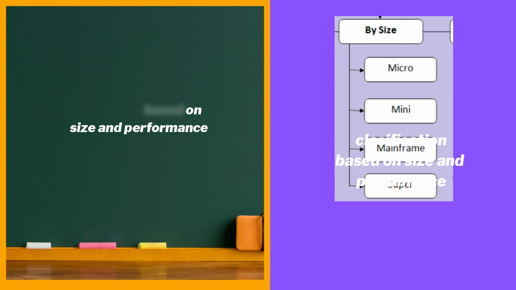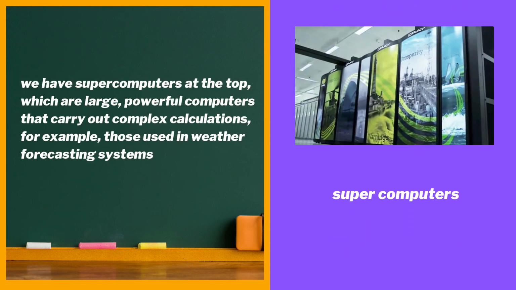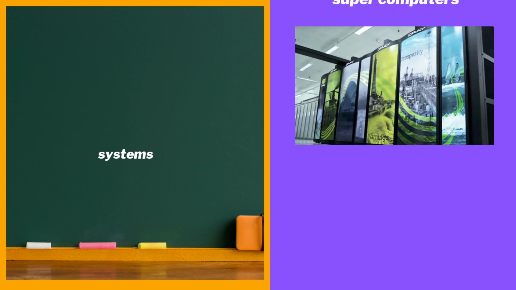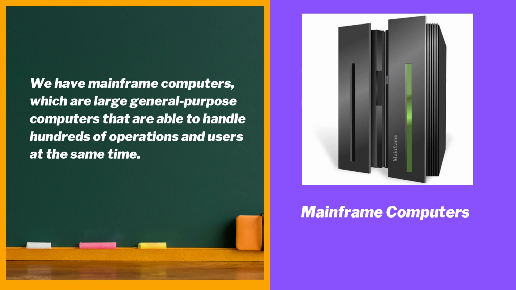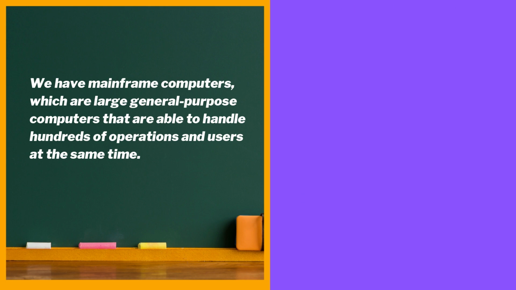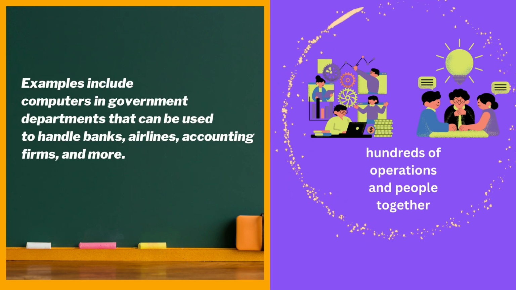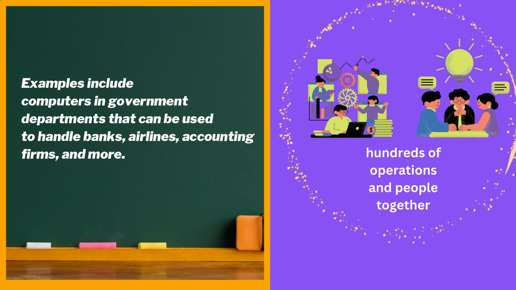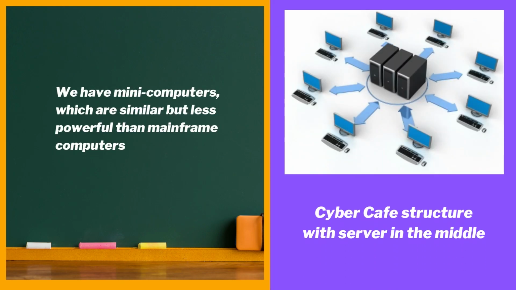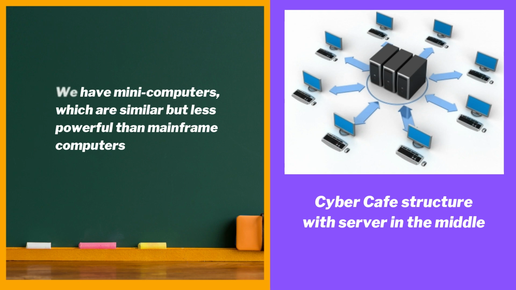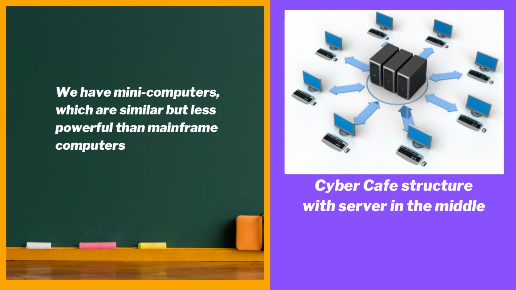Classifying based on size and performance, we have supercomputers at the top, which are large, powerful computers that carry out complex calculations. For example, those used in weather forecasting systems. We have mainframe computers, which are large general-purpose computers that are able to handle hundreds of operations and users at the same time. Examples include computers in government departments that can be used to handle banks, airlines, accounting firms, and more. We have minicomputers, which are similar but less powerful than mainframe computers. You can find them in cyber cafes as servers.